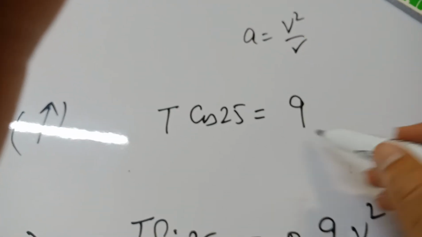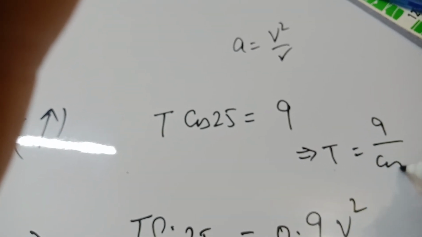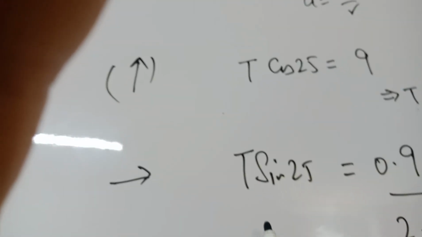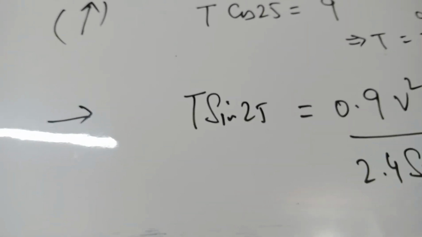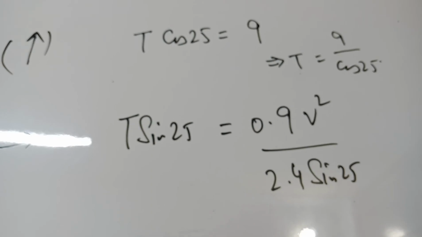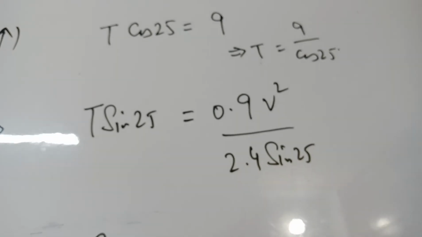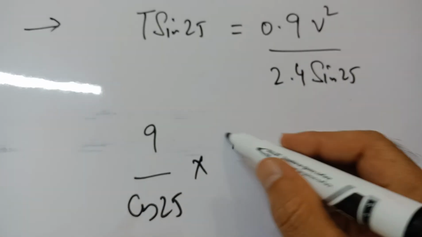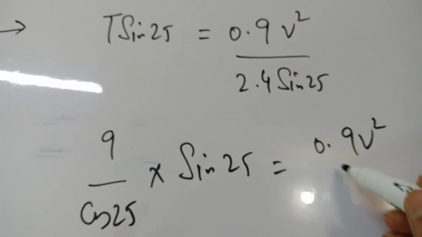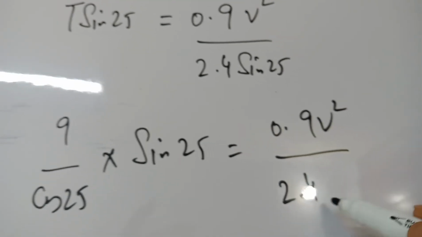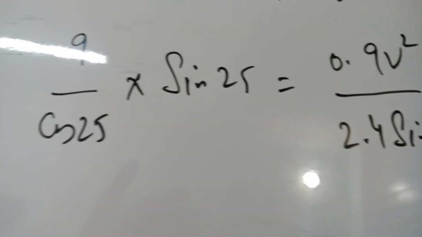Now this equation gives us T, that is 9 over cos 25. I'll use this value of T in the other equation. This gives me 9 over cos 25 times sine 25 equals 0.9 v squared over 2.4 sine 25. By solving this equation, you can definitely get the value of v.